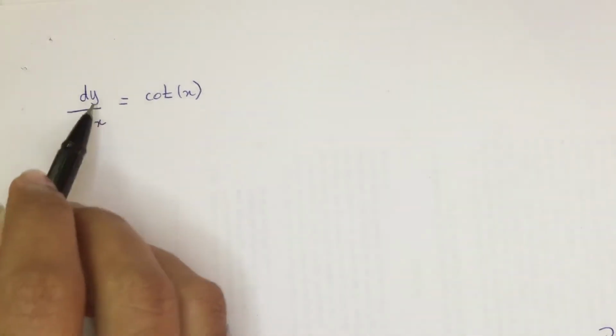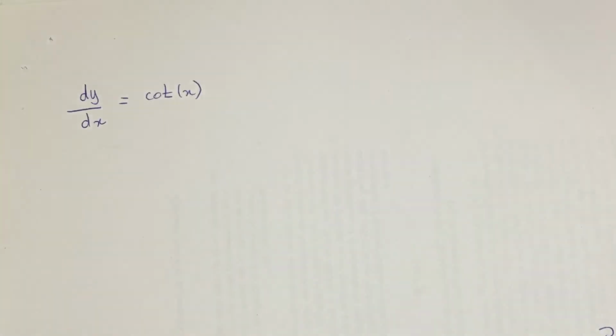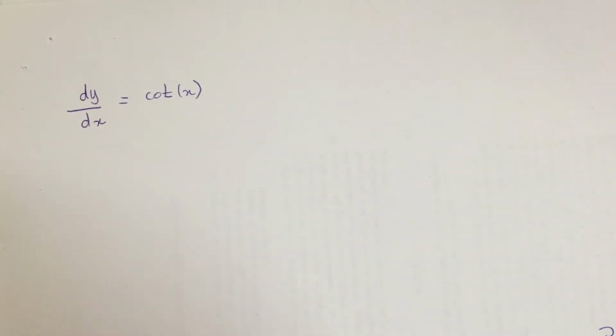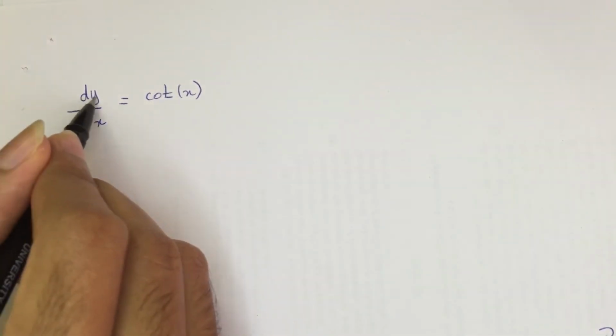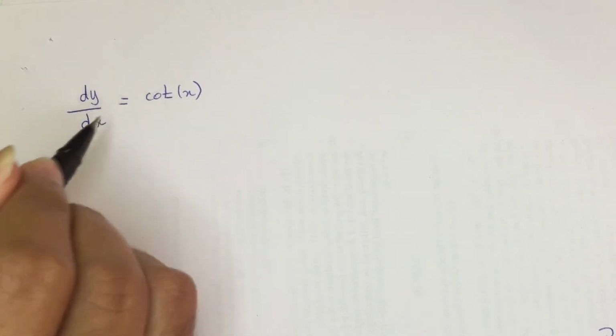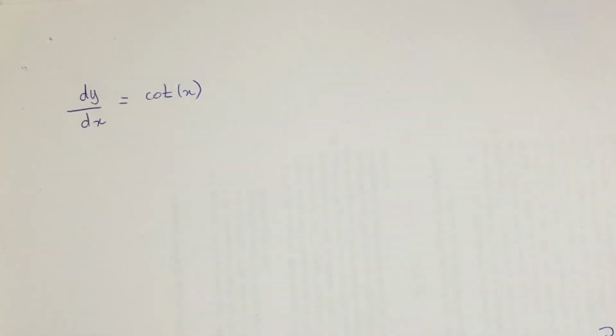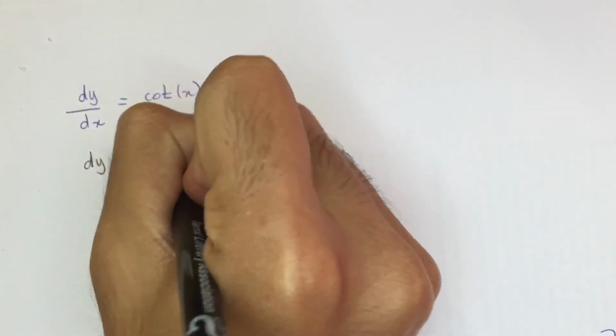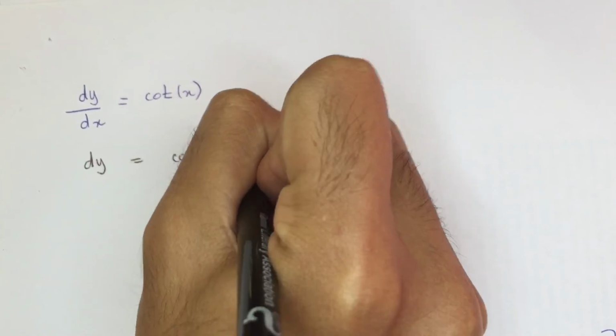So here there are only two variables, y and x. We need to take y on one side and x on the other side, and after that we integrate. That's simple. Okay, let's try that. We take this dy on this side and bring this dx to the other side, the right side. So I'm going to write that first: dy equals cot x dx.